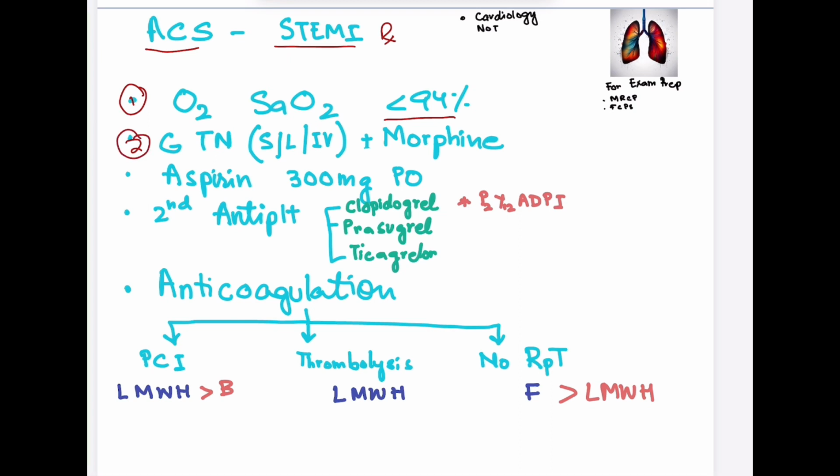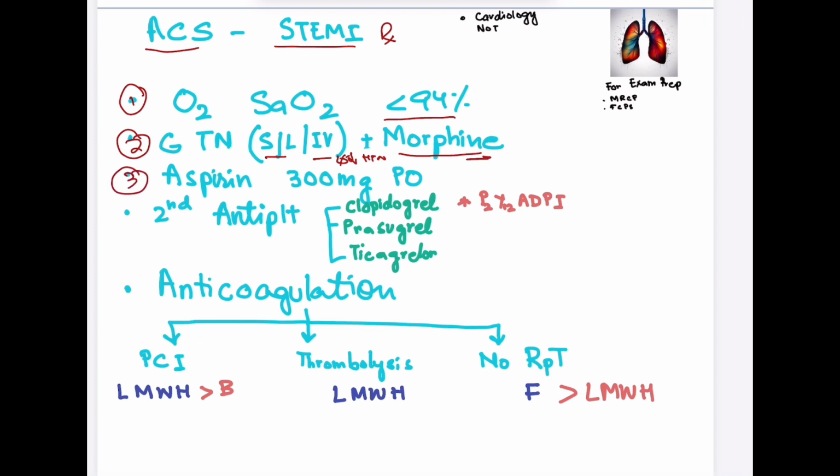They can be given either sublingual or IV, but they are more useful when the patient is having ongoing chest pain or hypertension, but should be used with caution if the patient is hypotensive. So if low blood pressure, then you cannot use it. And morphine. Morphine should only be given for patients with severe pain.